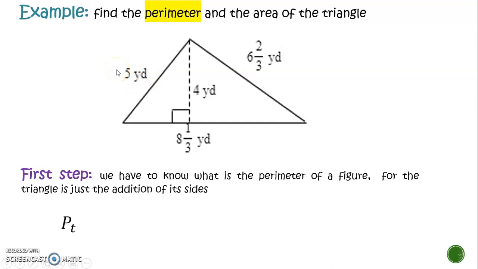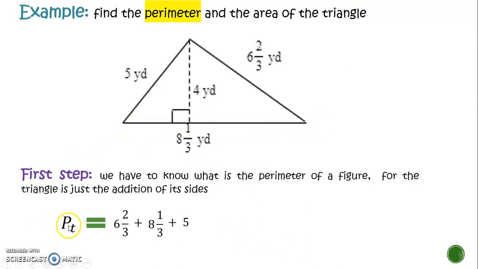That is going to be 6 2/3, that is this side, 8 1/3, that is this one, plus 5. And notice that I write down P T, that is the perimeter of the triangle. And this thing that is a sub-index is like the last name, as I have already told you.